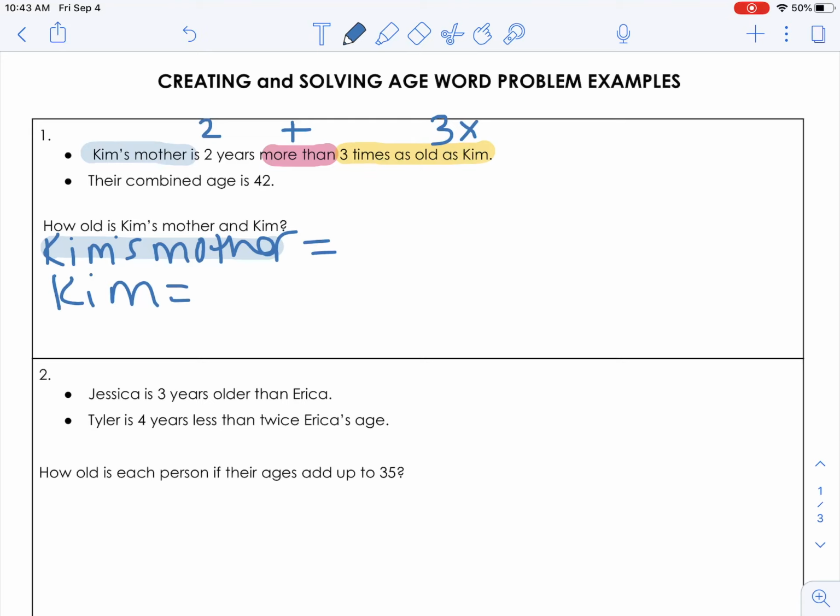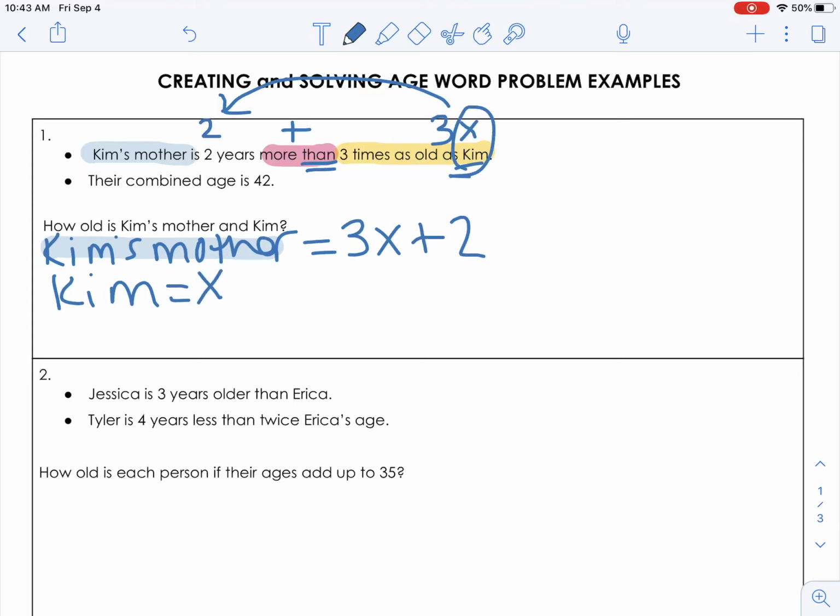Now there's one more thing. I'm not going to write 2 plus 3X. I'm going to turn that phrase around because of this more than word. So instead of writing 2 plus 3X, I'm going to write 3X plus 2. Anytime you see than, you can turn that phrase around to make sure the variable comes first, or whatever is at the last part of the sentence, you write that first. Now we just established that Kim is represented by X.